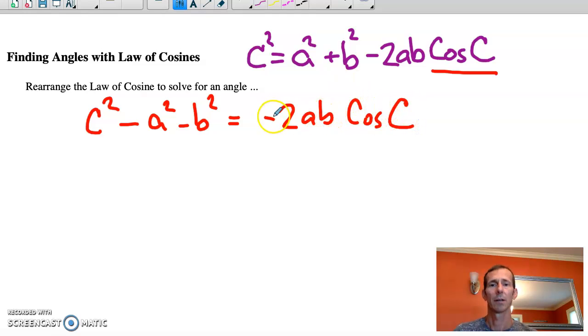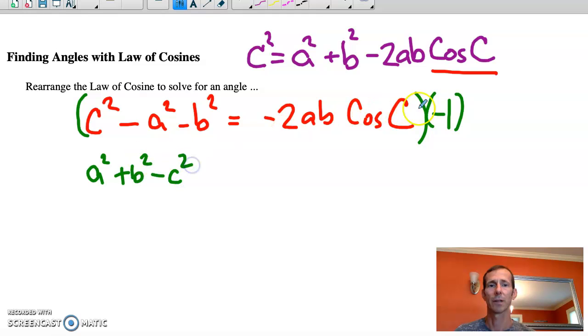Now, I don't like a negative here, so one thing I can do is multiply this entire equation, every single thing in it, by negative 1, because I don't want to deal with these negatives. Otherwise, I could add this over and then do the opposite of each of these. But if I just multiply everything by negative 1, that means this c squared is going to become negative, and these are going to both become positive. So I'll end up with a squared plus b squared minus c squared, and that would equal 2ab cosine c.